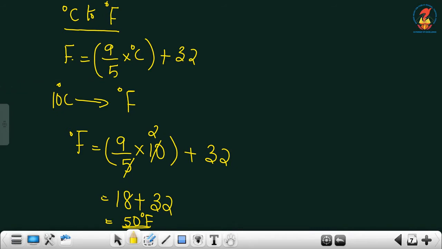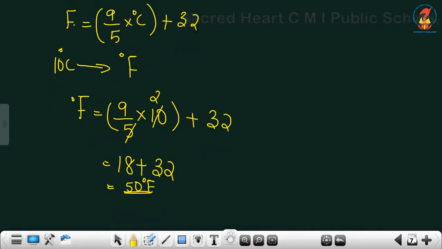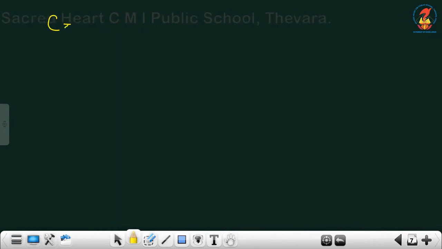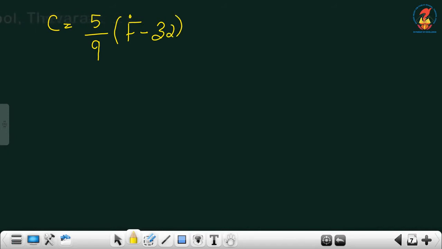Okay. Now the reverse we need to do. We need to convert Fahrenheit to Celsius. The equation is 5 by 9 into F minus 32. This is the equation to convert Fahrenheit to degree Celsius.